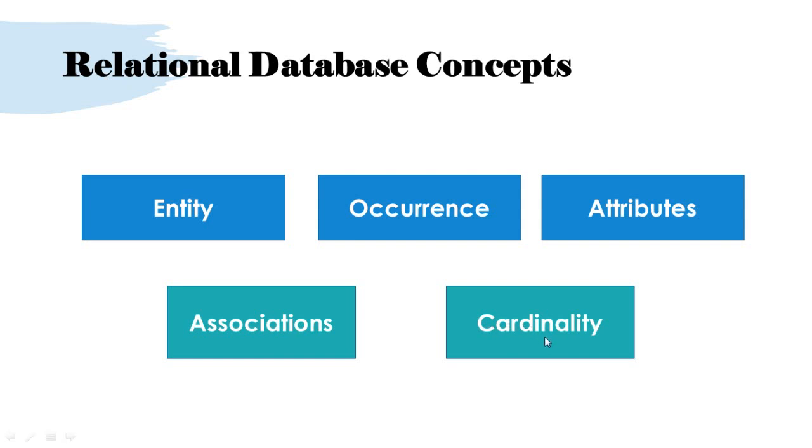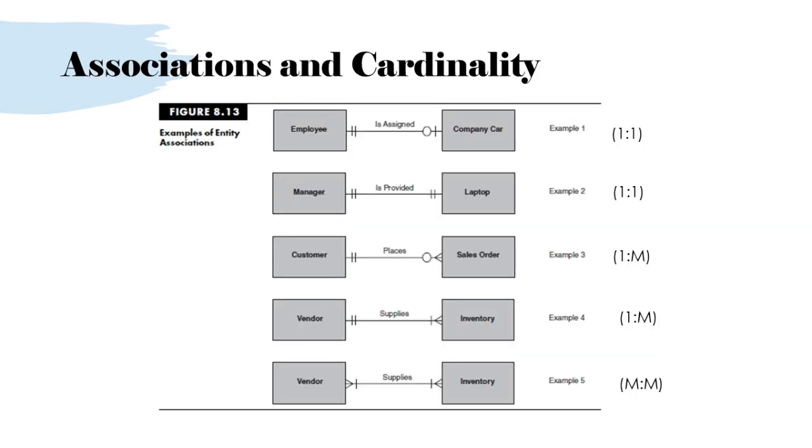And then the cardinality. Maybe I can say that it is the opposite of the association, because it talks about the difference between each of the entities that are associated. Now here is a figure that gives us an example of entity associations and cardinality. The cardinality we can see in these numbers: 1 with 1, 1 with M, and M with M.